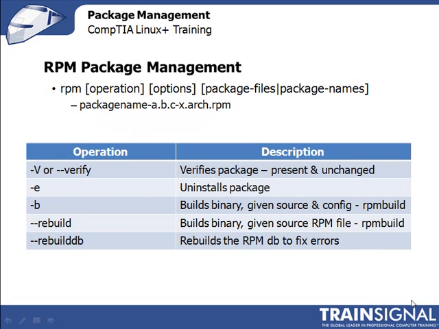-V or --verify verifies a package is present and unchanged. -e says to uninstall the package. -b means to build a binary, given the source and configuration. As of RPM version 4.2, this was moved to the rpmbuild program.